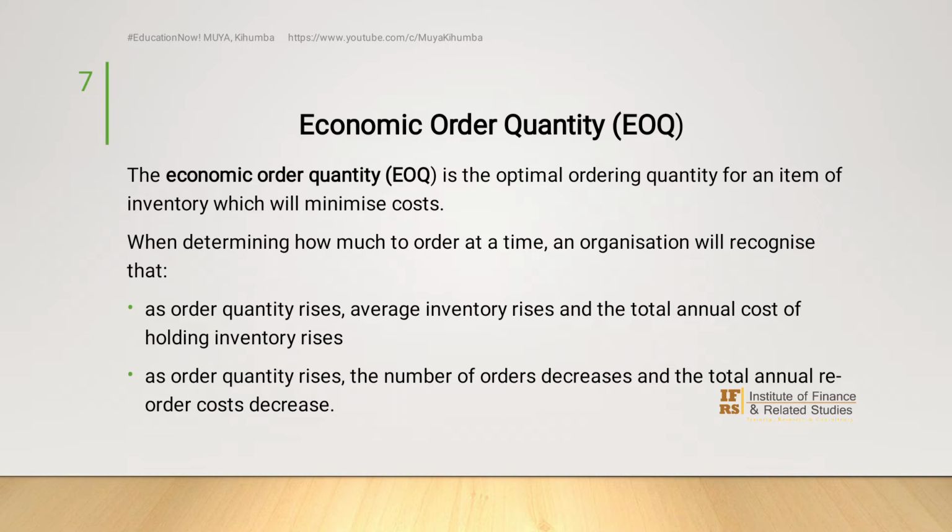When determining how much to order at a time, an organization will recognize that, one, as order quantity rises, average inventory rises, and so does the total annual cost of holding the inventories. Now, again, as order quantity rises, the number of orders decreases, and therefore the total annual order cost also decreases.